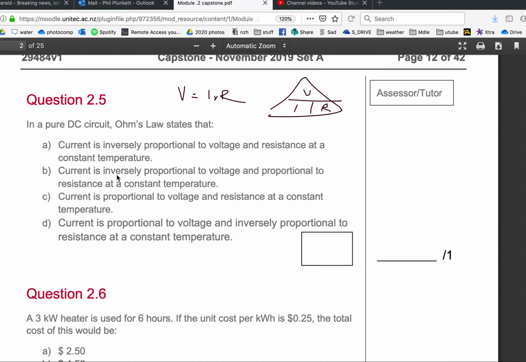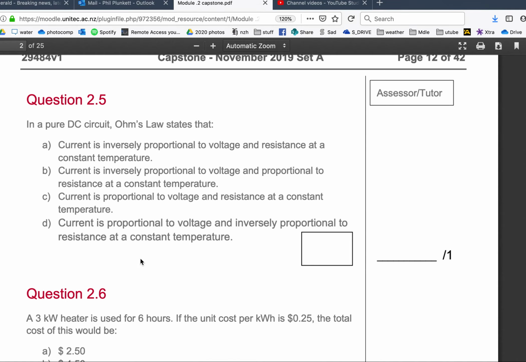Okay, current and resistance. If I take that up, that goes down. It has to for my V to stay the same. Inversely proportional. So I'm looking for inversely proportional current and resistance. Current and voltage, no. Current is inversely proportional to the resistance. That's the one I want.